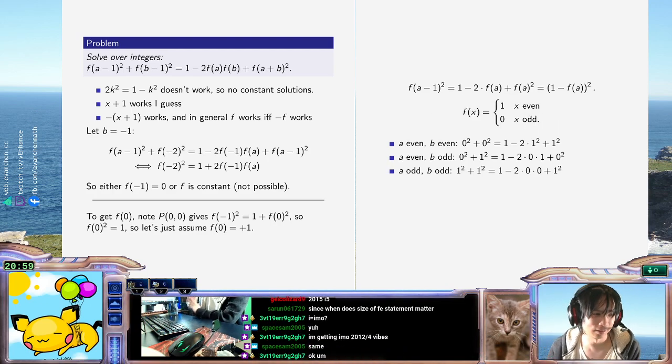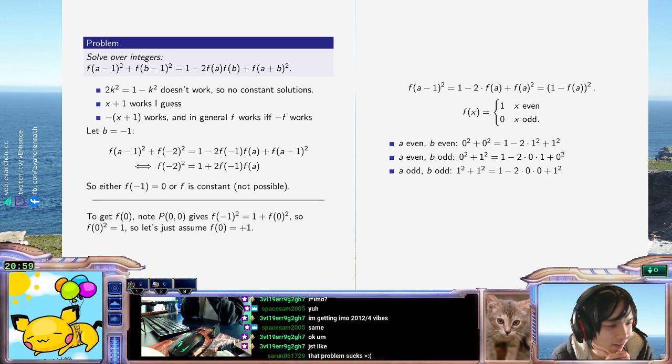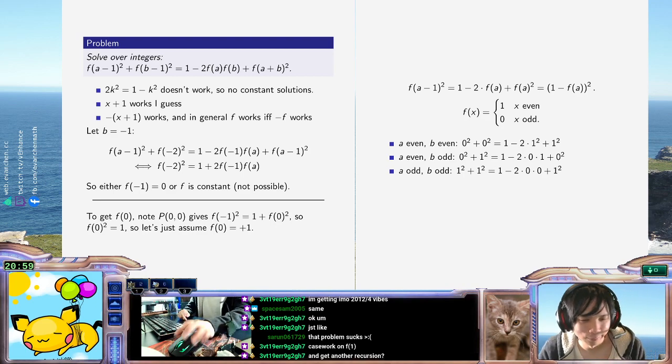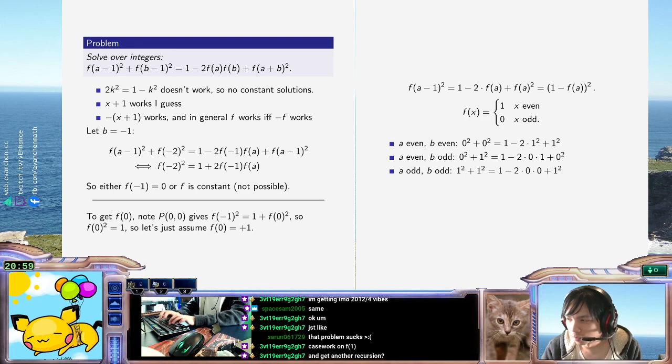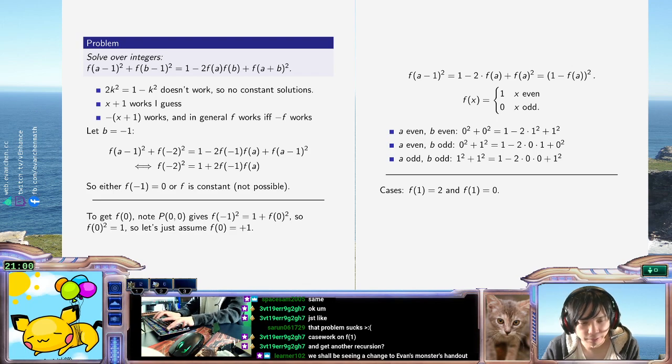This is another solution. Yeah, I agree. Casework on f(1) is probably the way to go. That's probably what we should try. Let's see if it's enough to determine the rest of the function. So we have two cases: f(1) equals 2 and f(1) equals 0. Different things happen in each.